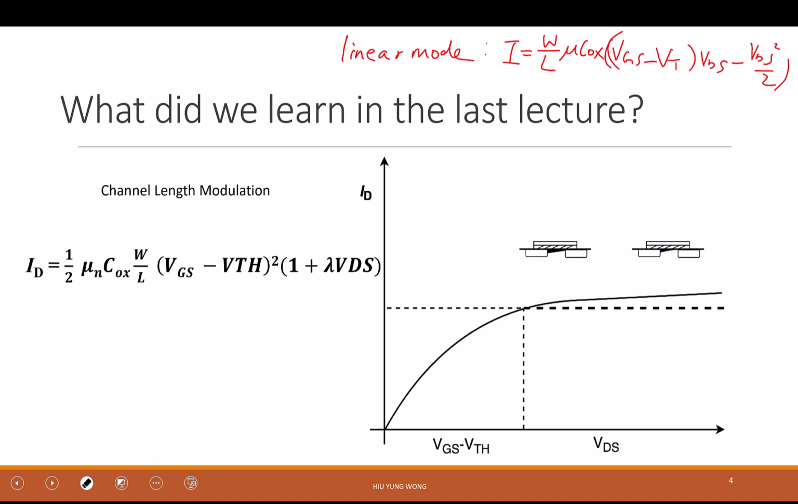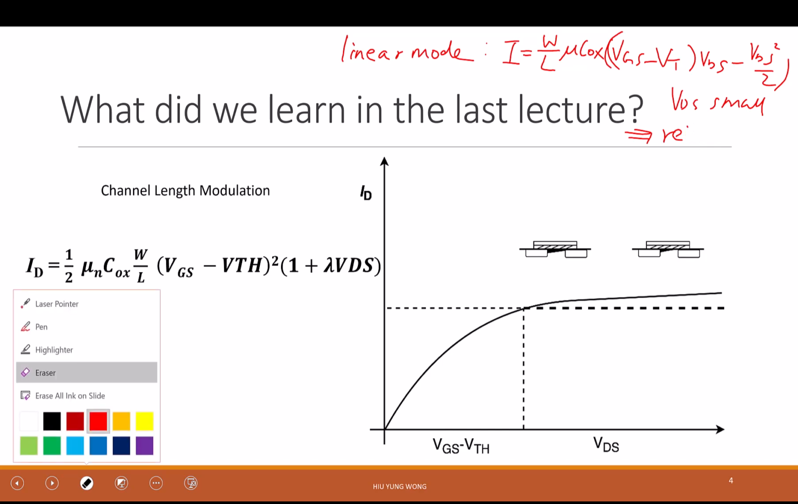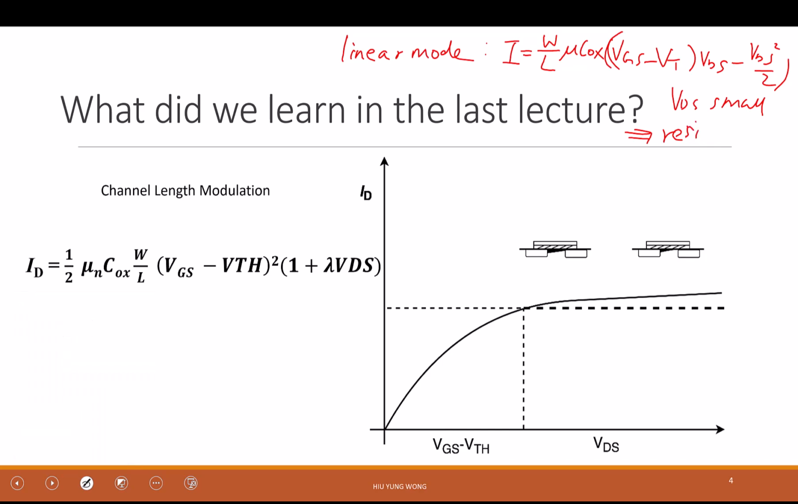Particularly when the VDS is very small, right? When VDS is small, it behaves just like a resistor. And then we're talking about this region. This region is all very straight. It is linear. It looks like a resistor.